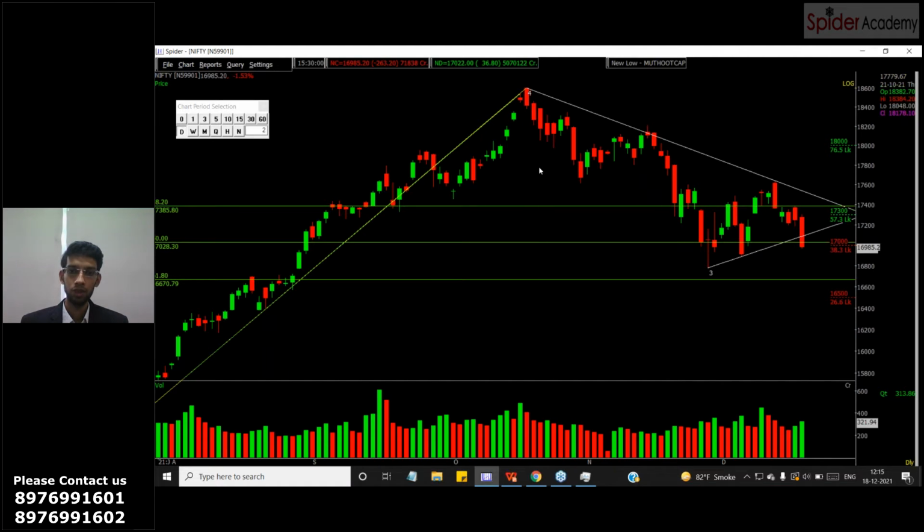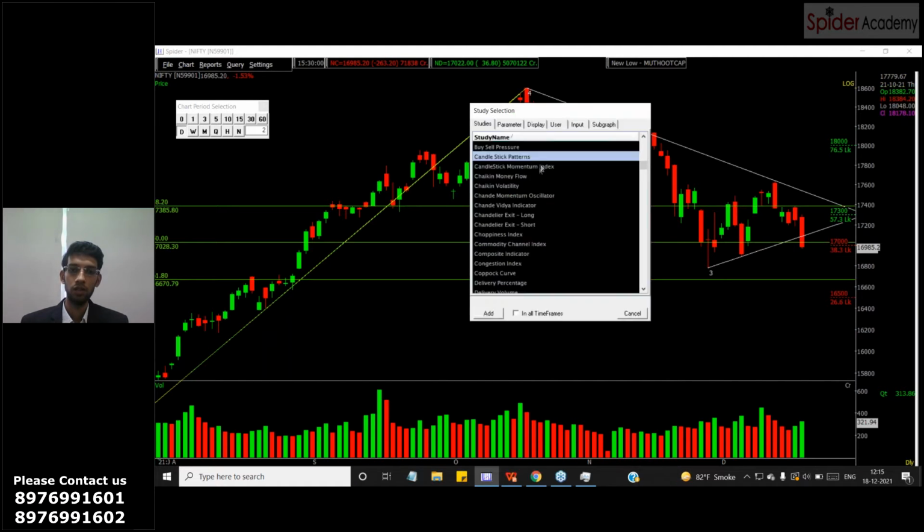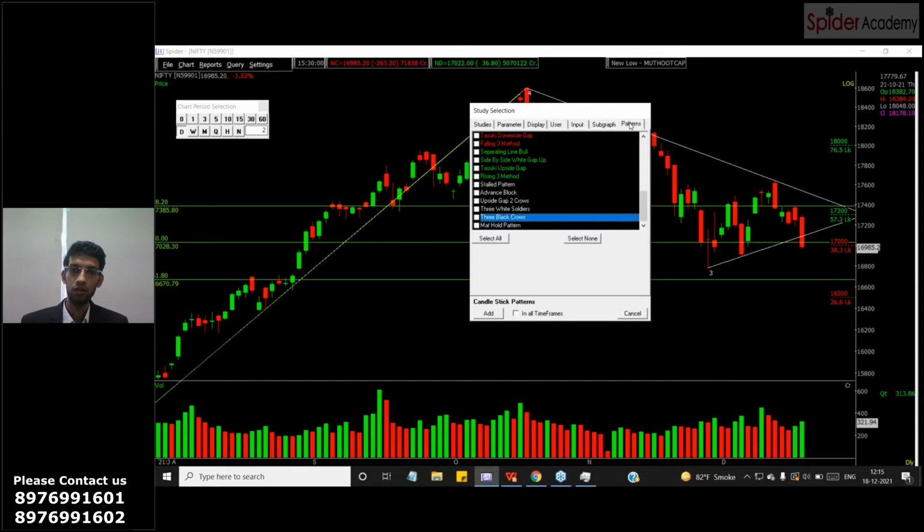And the second option is when you press S on the chart, it means Studies. In that you can see there is a candlestick pattern. If you use that, then at the last tab there is a Patterns section. In those patterns you can select these candlesticks, select all time frames, and then add.